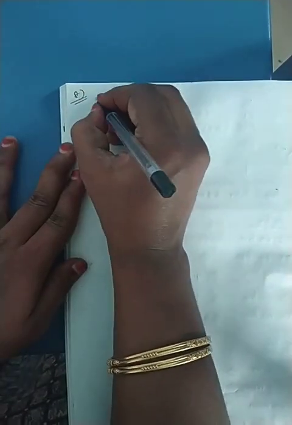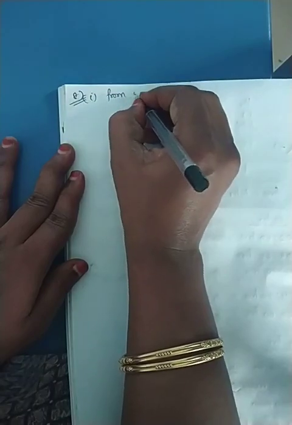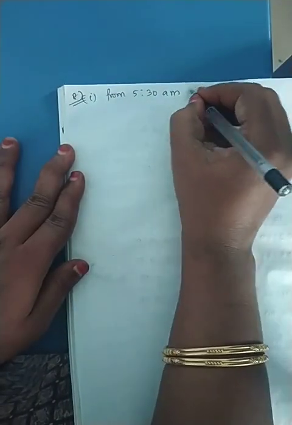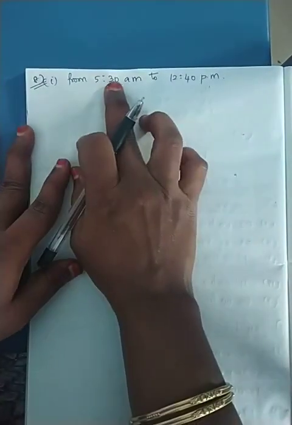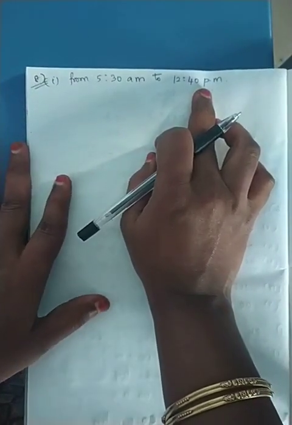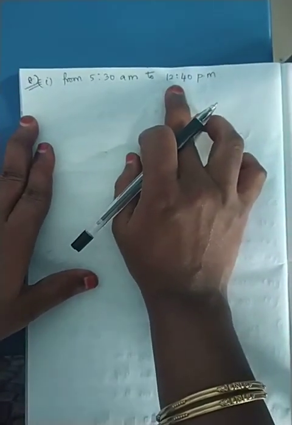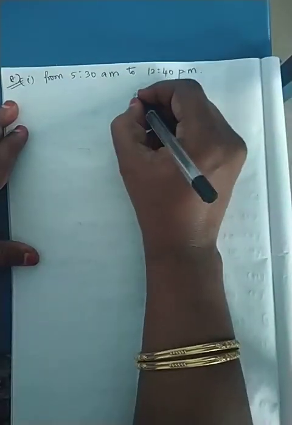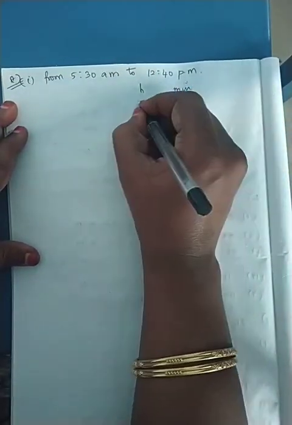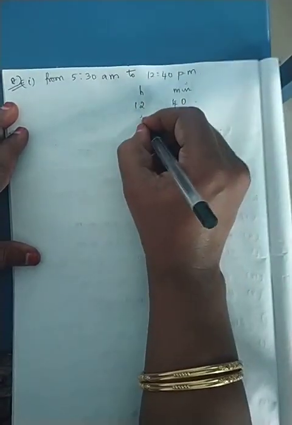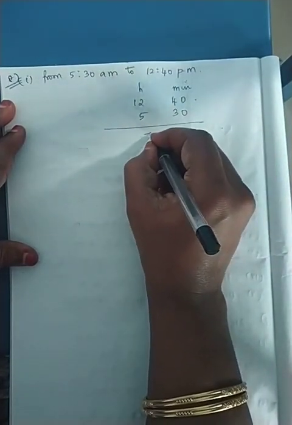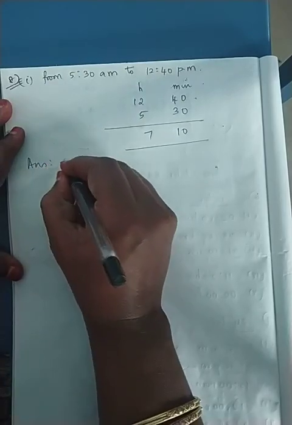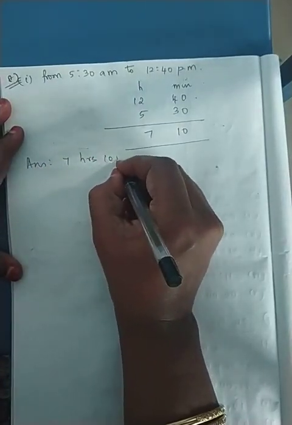Coming to the eighth one, I have to calculate the duration. So first one is from 5:30 a.m. to 12:40 p.m. So you can write 12:40 p.m. That will be the highest one, is it not? So this is hour, this is minutes. It's 12, this is 40, this is 5:30. So I am going to find, this is 10 and this is 7. So the answer is 7 hours 10 minutes.